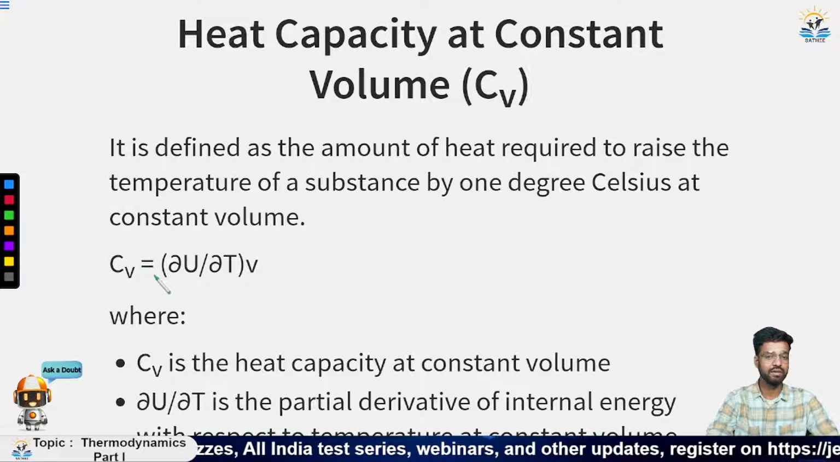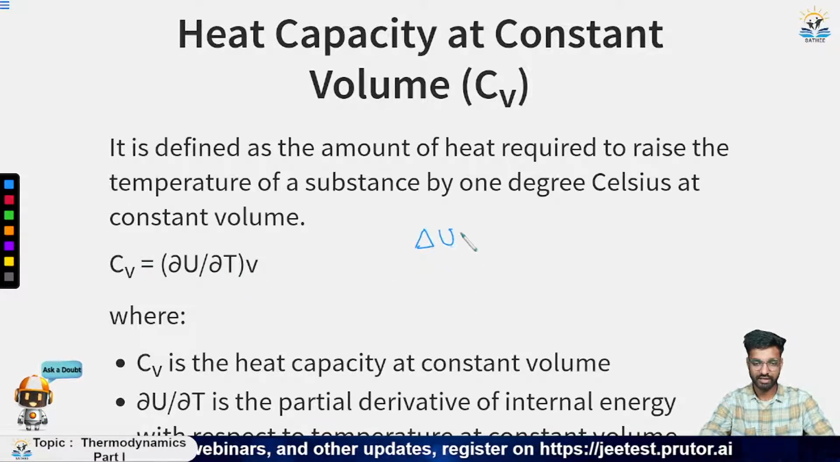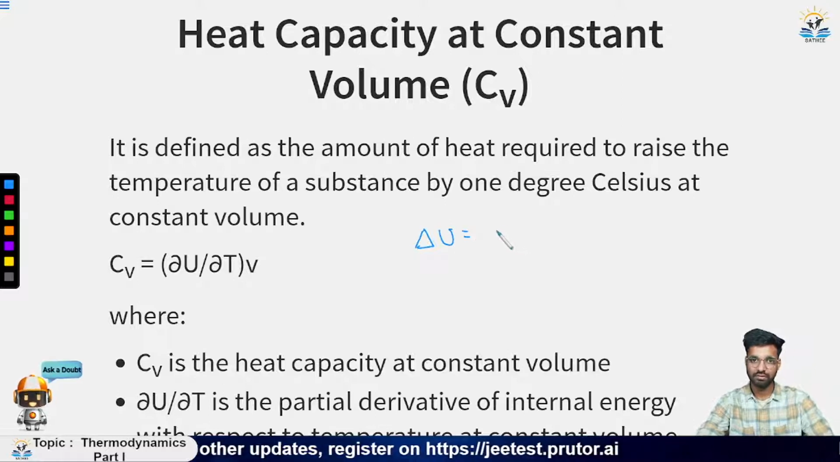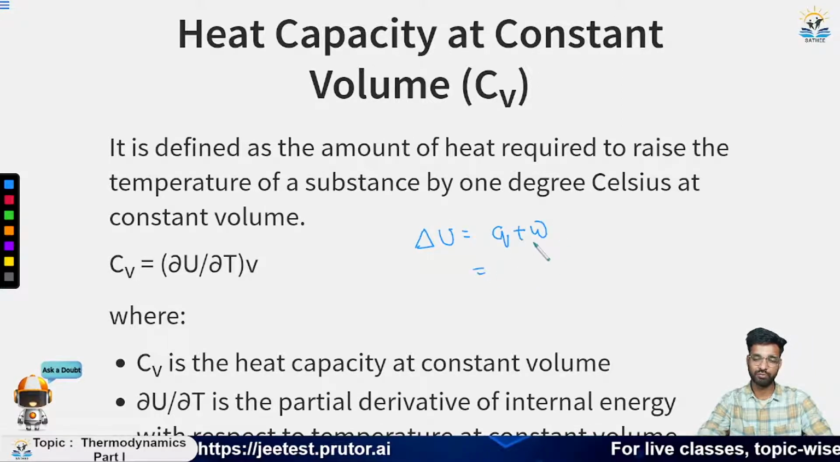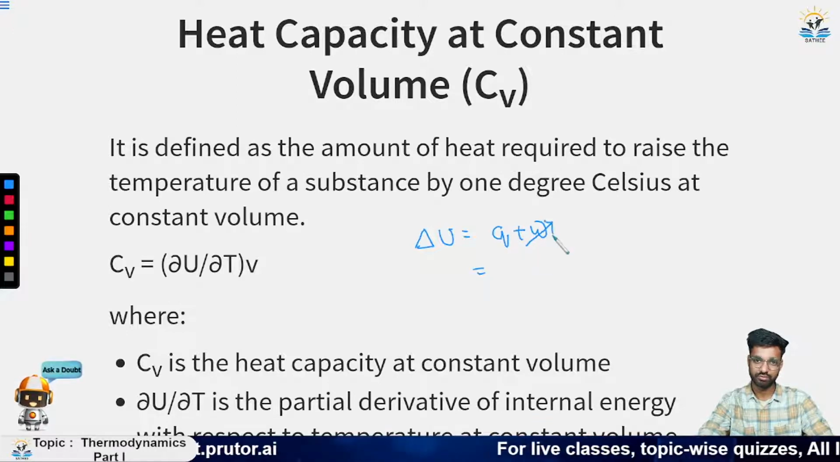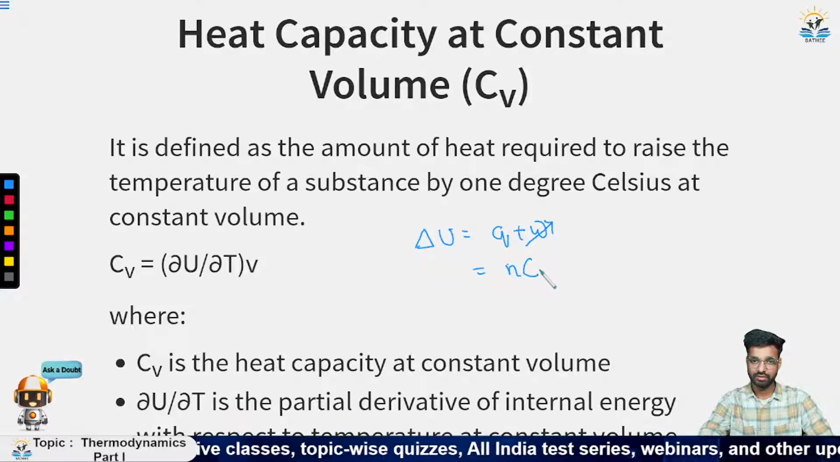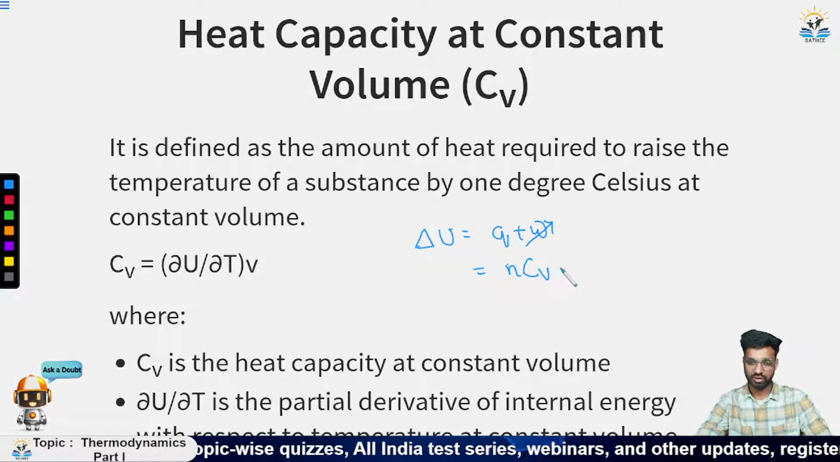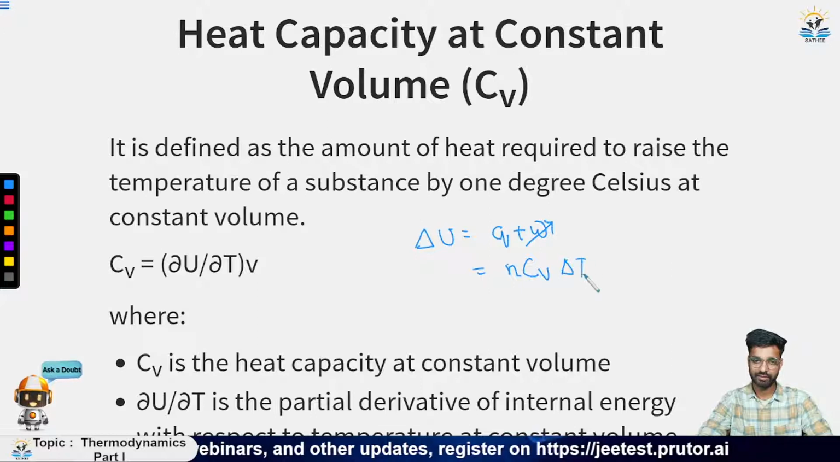Now similarly, we have Cv is equal to delta U by dT. So you know that delta U is equal to Q plus W. Now at constant volume, this W will go to 0. So delta U is equal to Q, and we know that delta U is equal to n Cv delta T. For constant volume, this heat capacity is called heat capacity at constant volume, that is Cv we are writing.